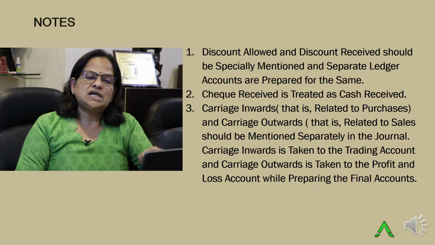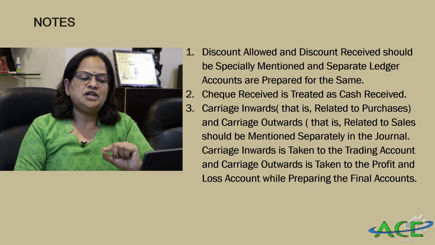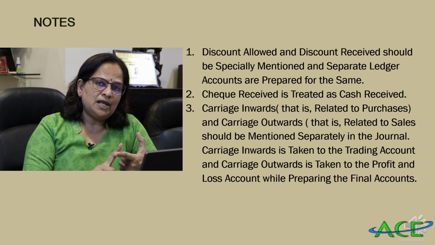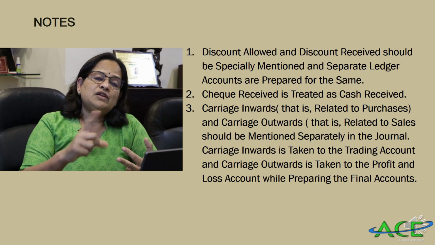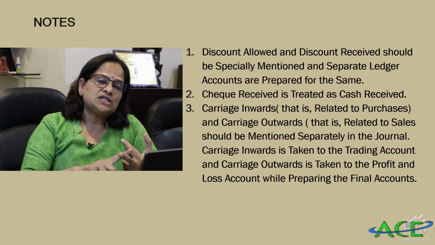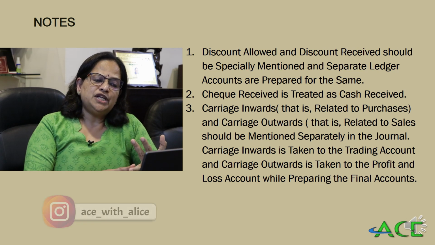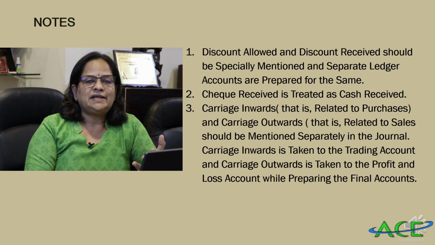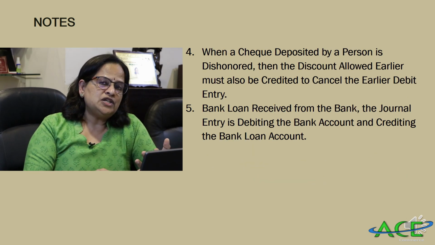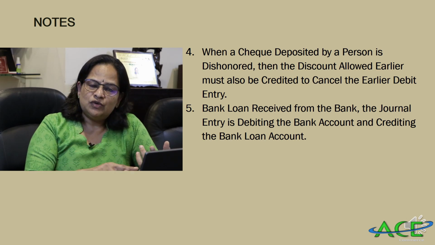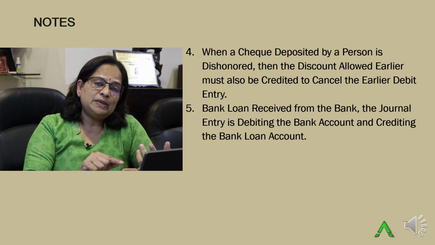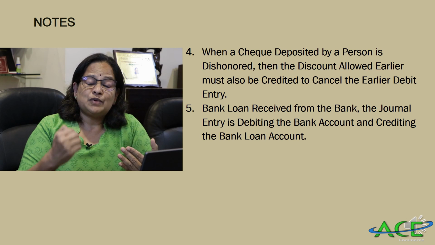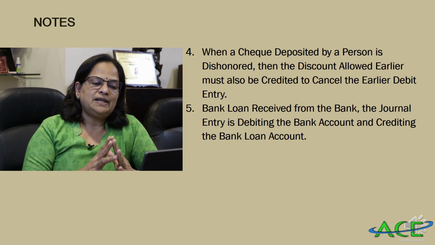Now the notes I have given: discount allowed and discount received should be specially mentioned in the ledger accounts, and special ledger accounts are prepared for them. It's not the same. One is discount allowed by the firm. The second one is discount received. Suppliers are allowing discount for the firm. Second point I already told you, check received is considered as cash received. Now carriage inwards and carriage outwards. Carriage inwards is related to purchases, carriage outwards is related to sales. So carriage inwards is a direct expense, considered in the trading account. Carriage outwards will be considered in the profit and loss account. So these items should be treated separately.